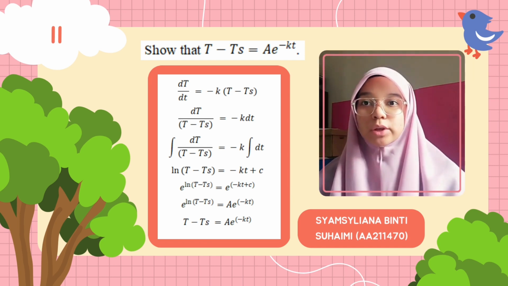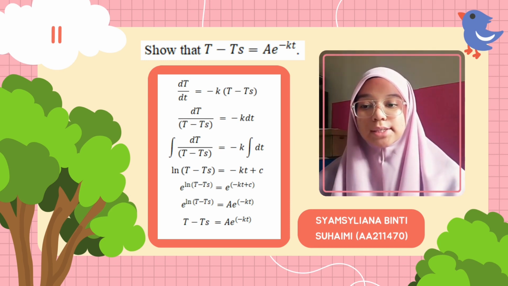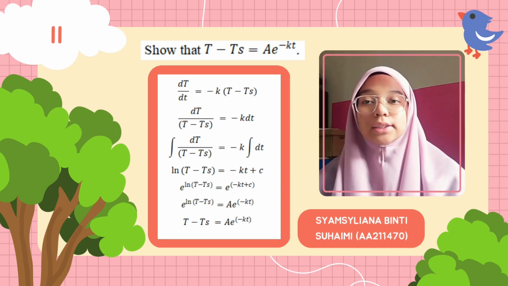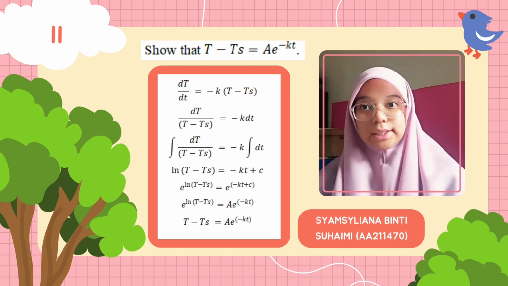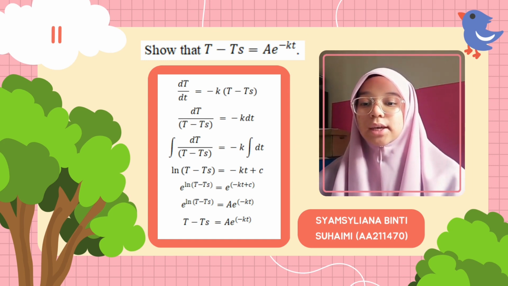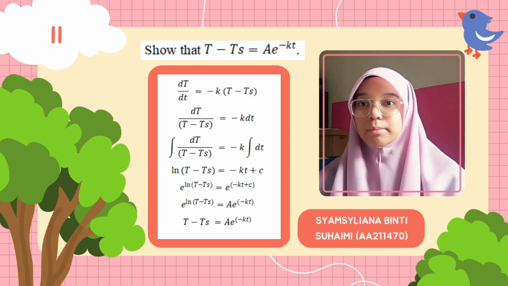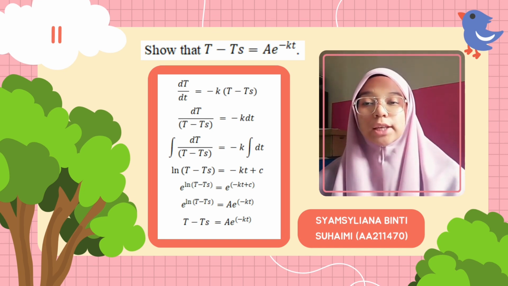So, we got the equation dT/dt equals negative k times (T minus Ts). Rearrange the equation so we will get dt on both sides: dT over (T minus Ts) equals negative k dt. Then we need to integrate both sides, resulting in ln(T minus Ts) equals negative kt plus c.